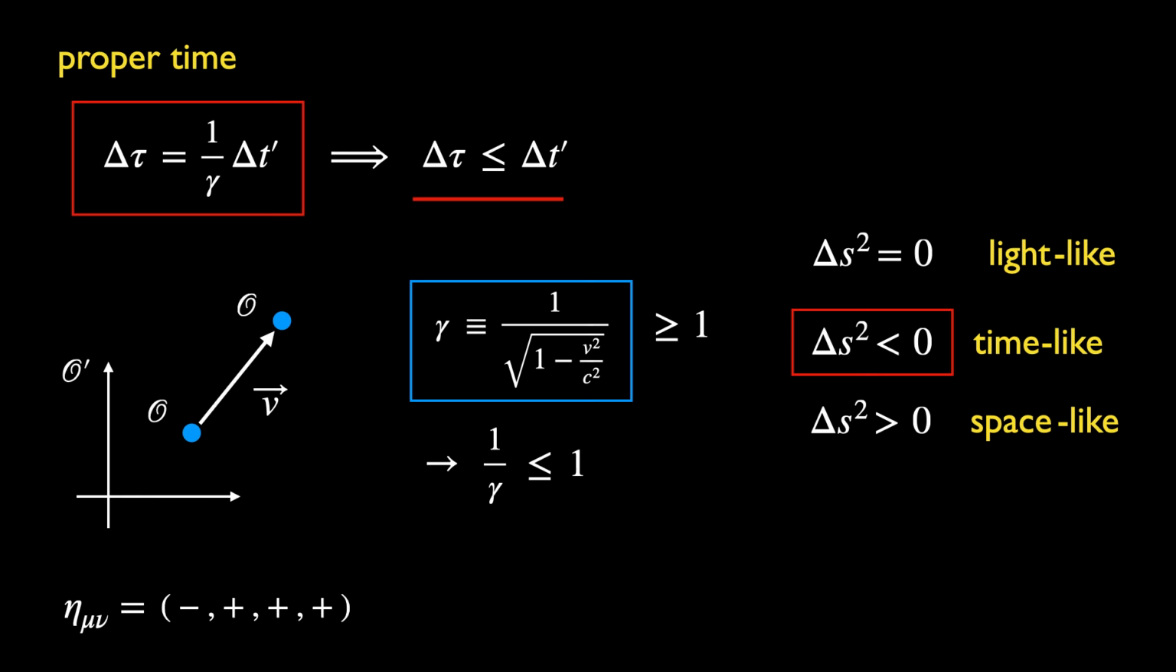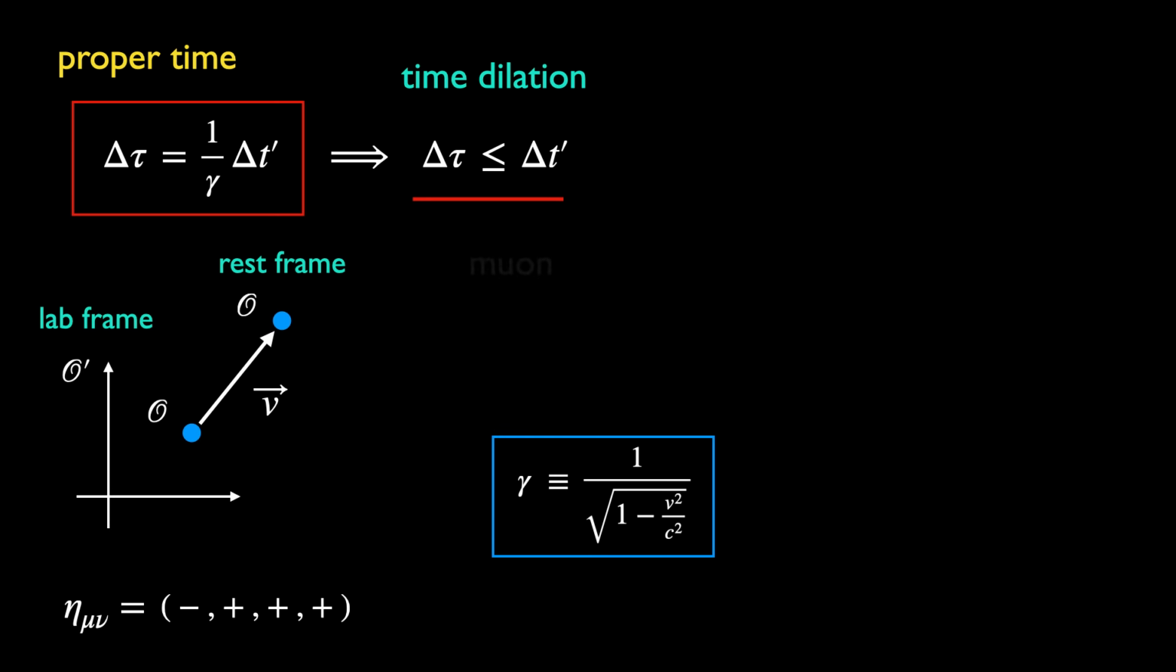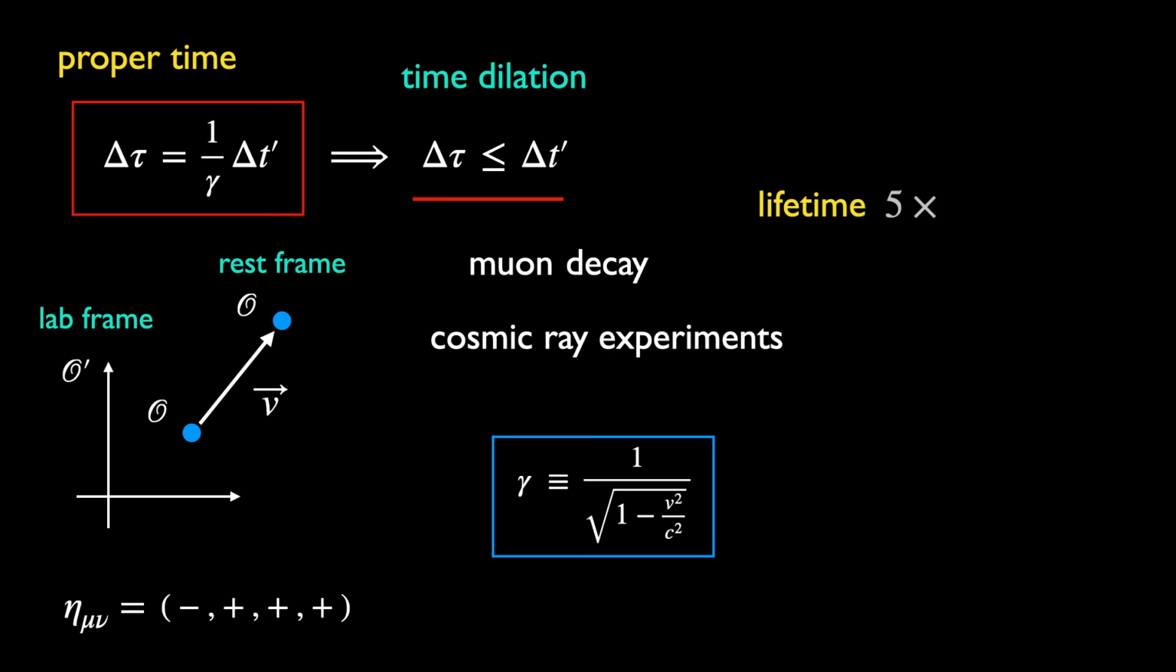This is always less than or equal to delta t prime, measured by O prime, where the two ticks of the clock do not occur at the same spatial locations. This is what we mean by time dilation. The phenomenon of muon decay in cosmic ray experiments is a good example of this effect. In the lab frame, where the muon is observed to be moving at high velocities, its lifetime could be 5 times as long as when the muon is stationary.